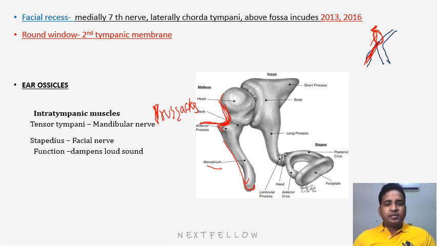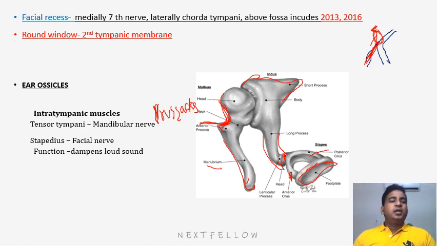So this is my malleus, which consists of a head, neck, manubrium and umbo. Then comes my incus bone. These both bones make the synovial joint, that is a ball and socket type of joint. In the incus bone there is a long process. This is my short process, which goes into the fossa incudis. Then comes the long process, which further articulates with the stapes bone, which consists of the anterior crura, then the posterior crura, and the footplate.